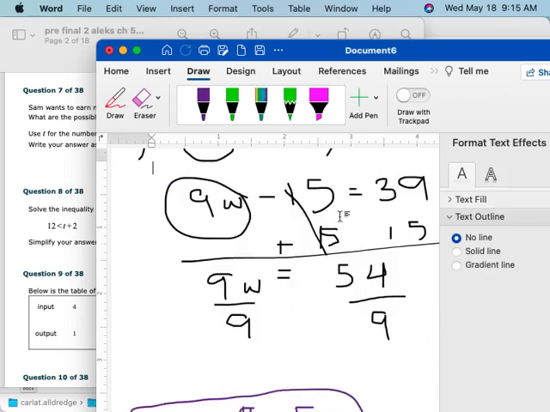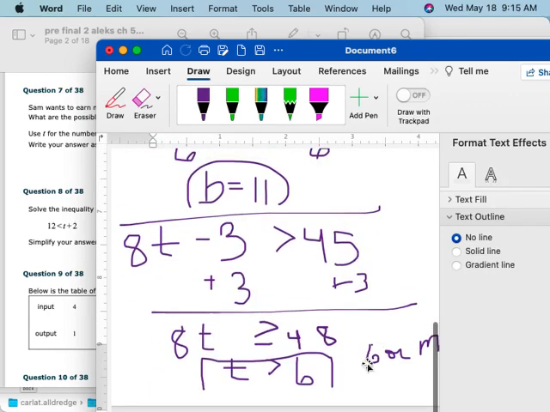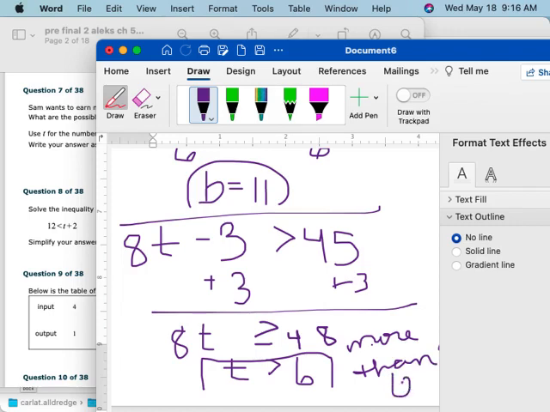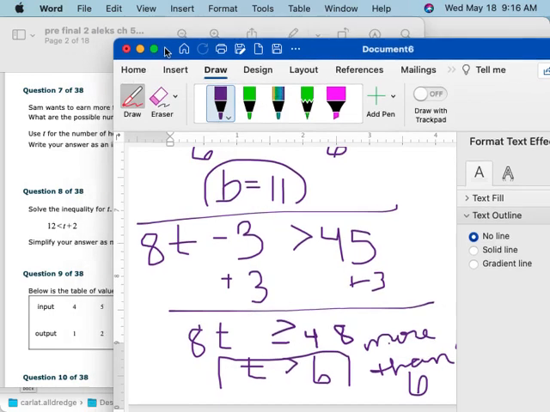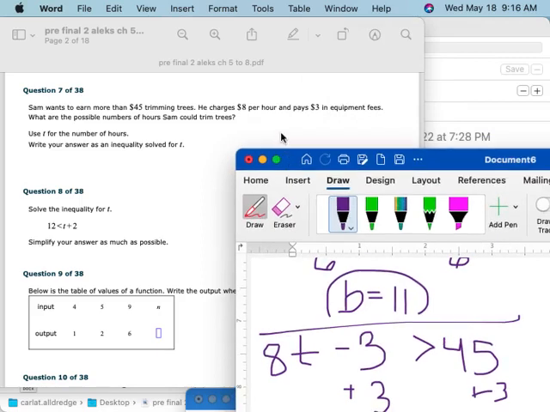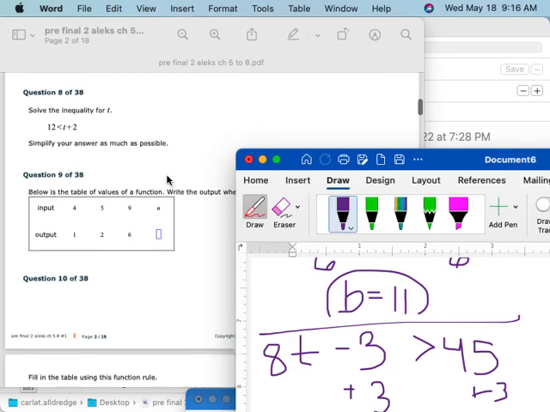Okay, I'm stuck in some sort of mode here. He has to work more than 6 hours. So we'll just change that to more than 6 hours. Did everybody see my mistake? Because it said more than, we have to change to more than 6. Why do you have 48 instead of 5? Because we had to add the 3 that was a fee that he had to do. Okay? So basically, yeah, he had to pay $3 in equipment fees, so we had to have that in there.